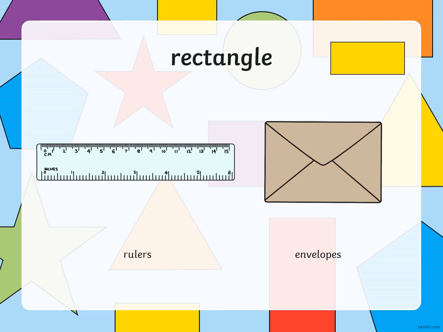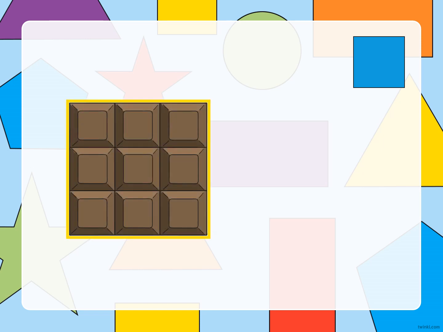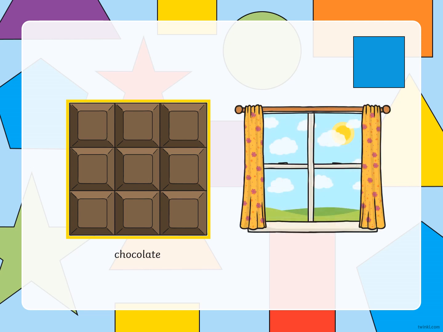A rectangle. Okay, guys, I bet we know what this shape is. What objects do we know that are this shape? Let's have a look. Ooh, chocolate squares. Oh, I wonder if you've realised what I've done there. And windows. I gave away the answer, didn't I, children? This shape is called a square.